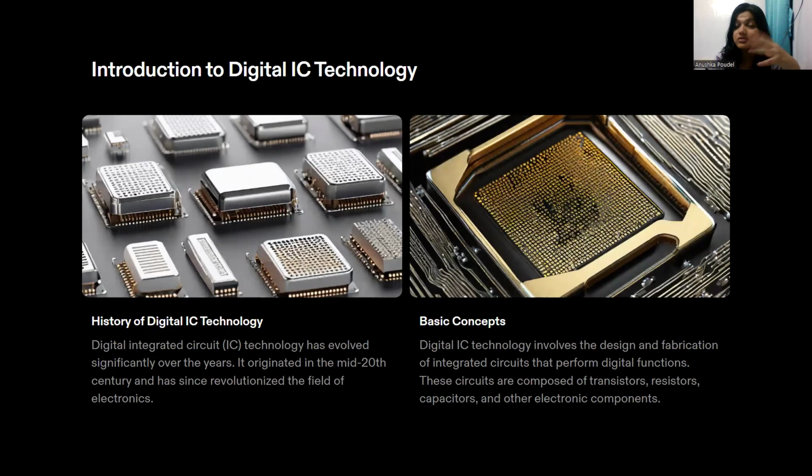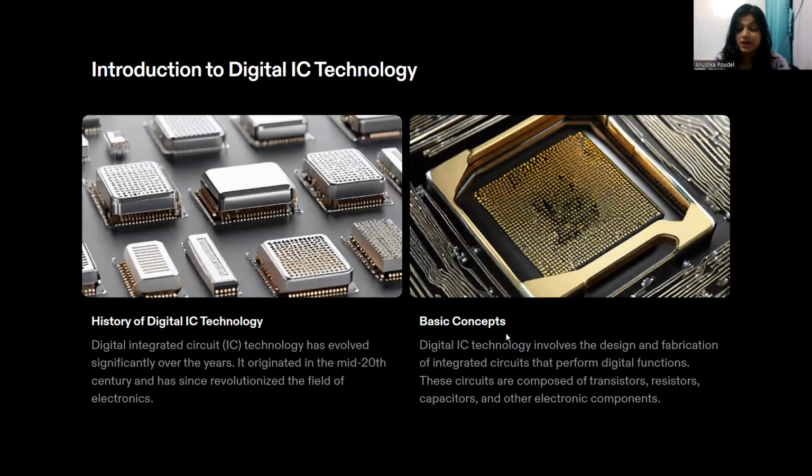Before transistors came about in the 1940s, we had vacuum tubes, which were very bulky and unreliable. Hence, we moved forward with transistors. The evolution or development of transistors led to the IC, which is the digital IC, the integrated circuit. Digital integrated circuit technology has evolved significantly over the years. It originated in the mid 20th century after the transistors and has since revolutionized the field of electronics.